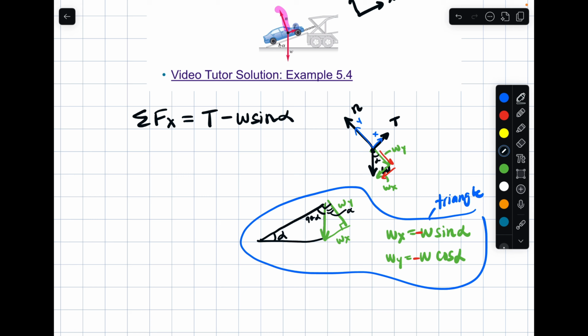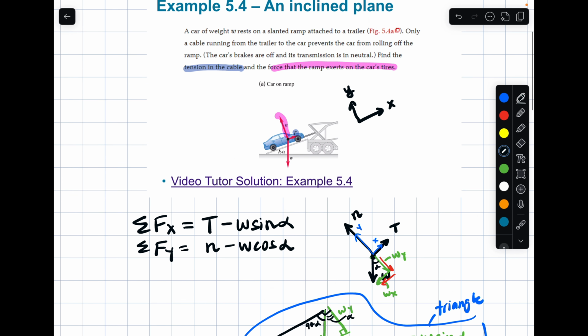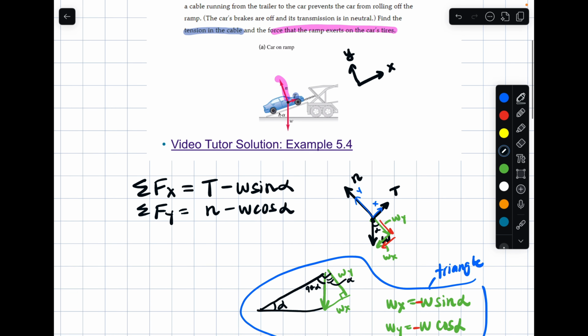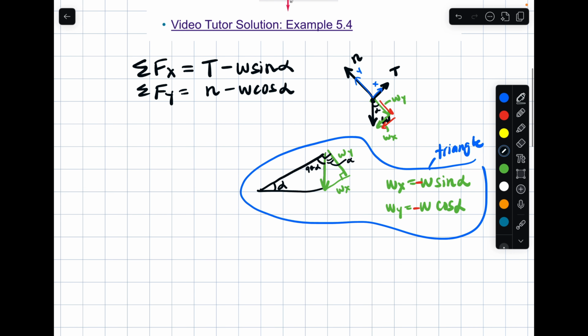And do I have anything else in the x direction? No, I do not. So now let's add up all the forces in the y. And what I have in the y is I have the normal force pointing up in the positive y direction. And then I have my y component of my weight vector, which is going to be W cosine alpha with a minus sign because it's pointing down. And so now let's go back and see what we need to find. We need to find tension. So we need to solve for tension.